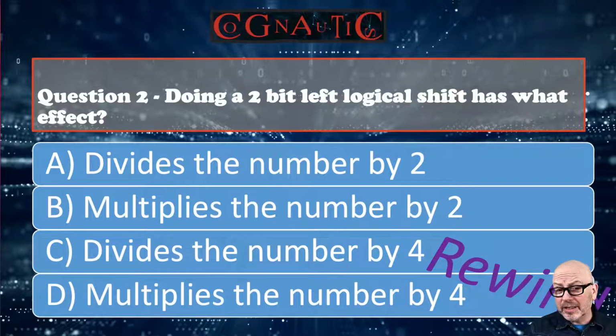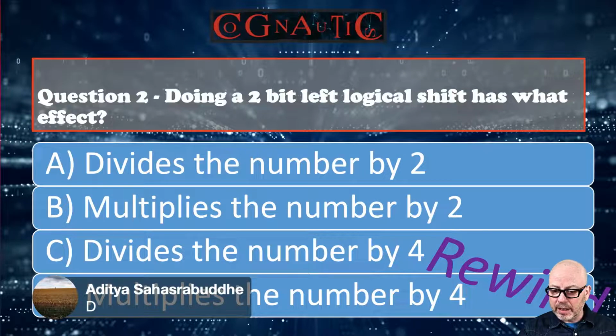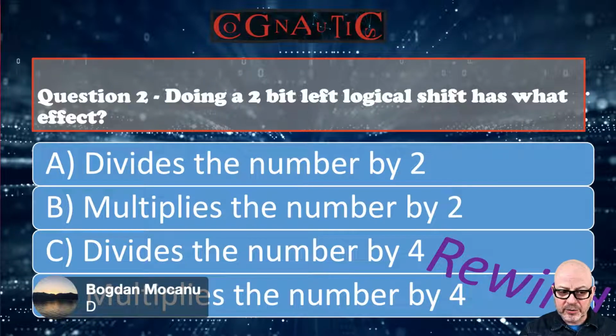This one, I just think it's hard to remember which way they go. Can anyone remember? Doing a 2-bit left logical shift has what effect? What do you reckon? Divides by 2. So we've got Aditya coming in straight with a D. He says multiplies the number by 4. Any more takers on this one? Bogdan is also saying D.